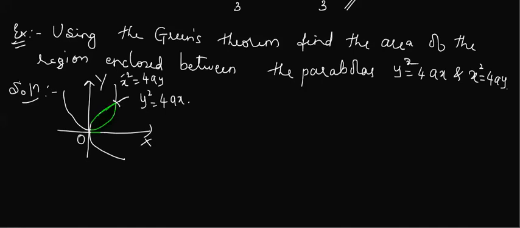Now, do you remember, these are the two parabolas that intersect at 2 points. One is at the origin. This is very much clear. The other is 4a, 4a. If you write it directly also, no problem.